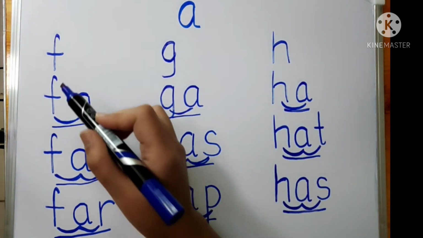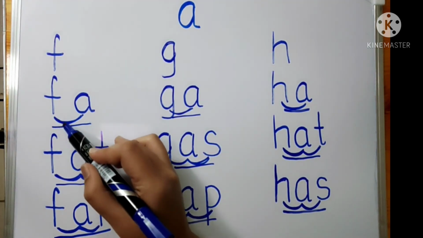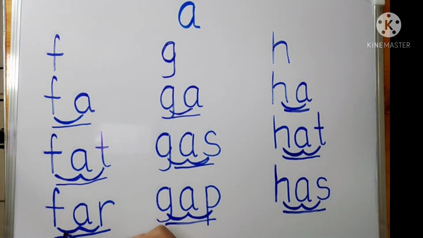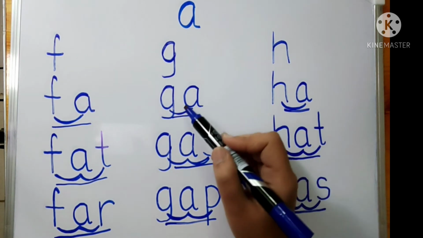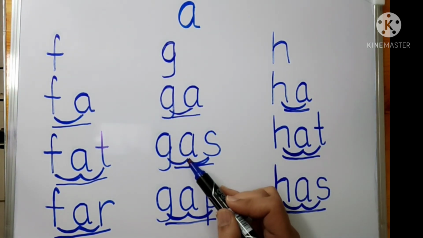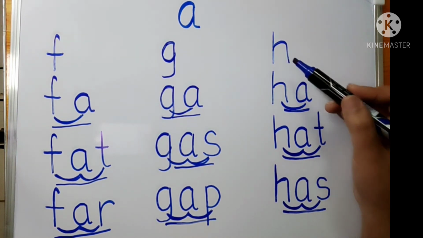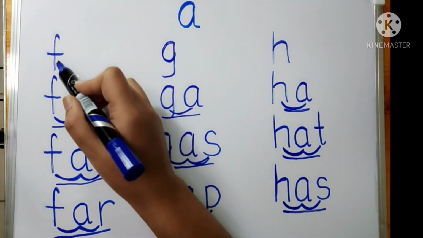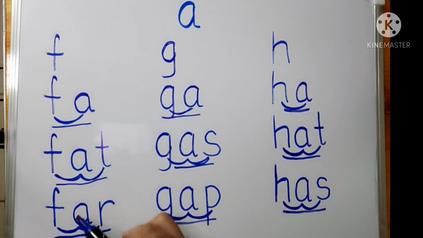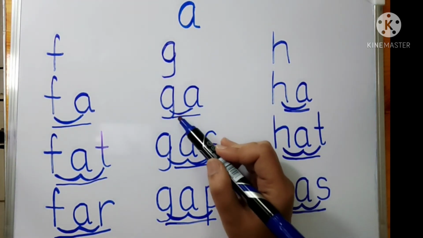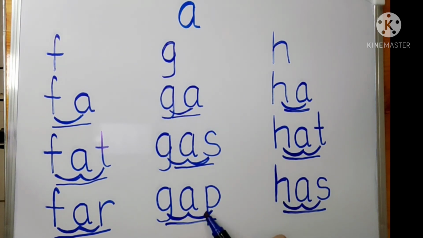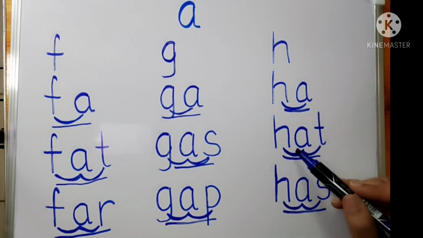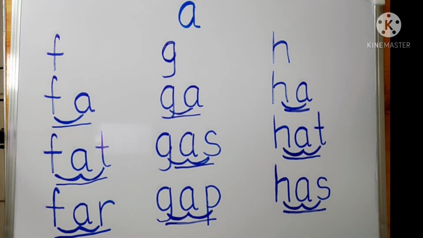A. F, fa, fat, far. G, ga, gas, gap. Ha, hat, has. Again: fa, fat, far, ga, gas, gap, ha, hat, has. That's for now.